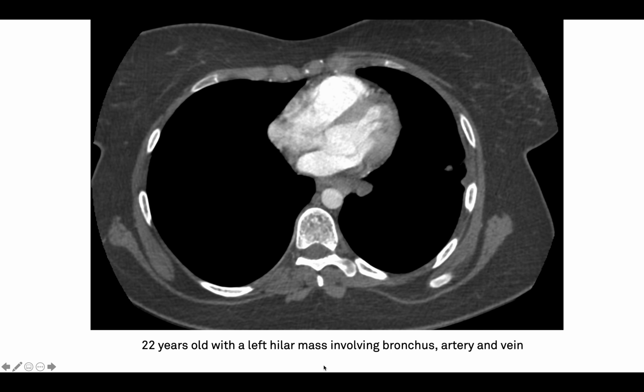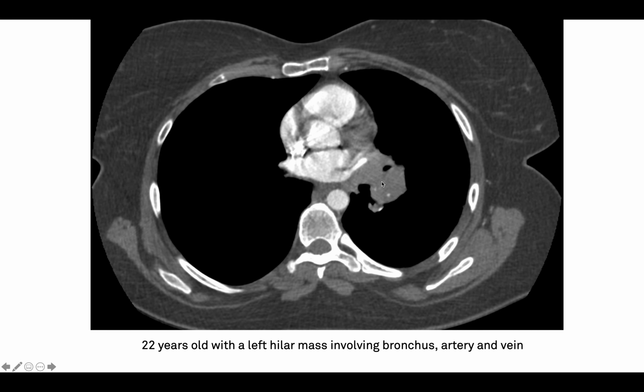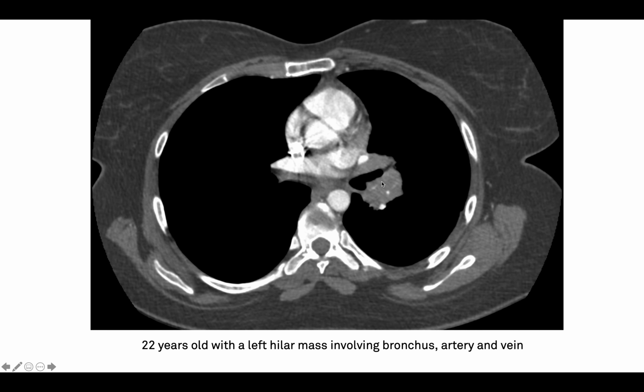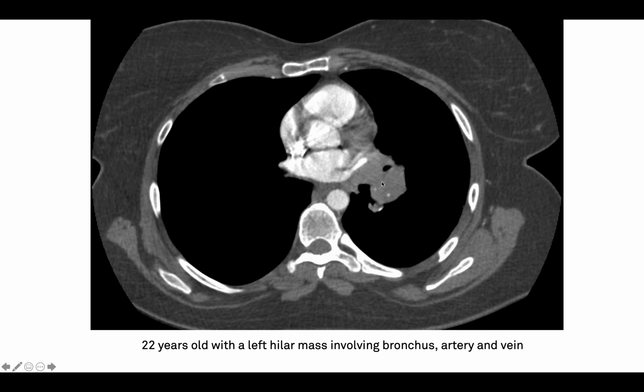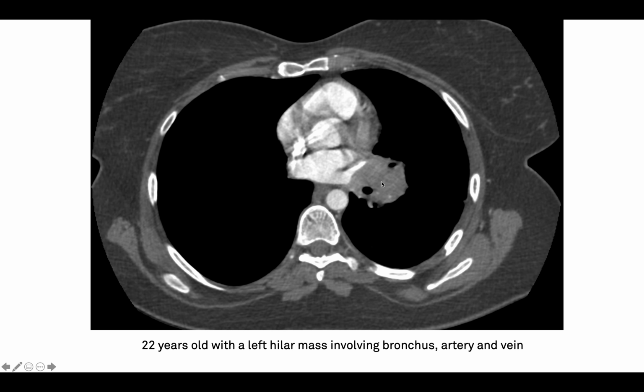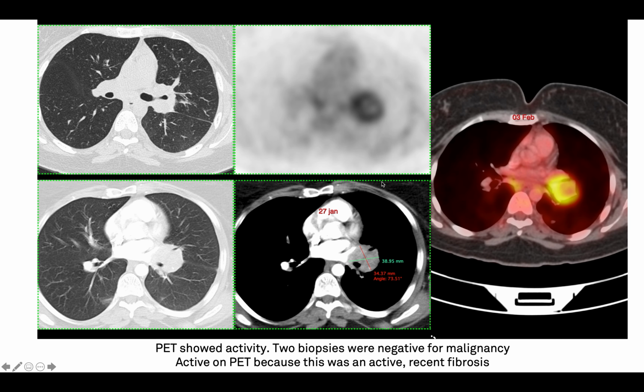Now, I had shown this case about I think 7 or 8 weeks ago, when we were looking at a 22-year-old with a left hilar mass involving the bronchus, artery and vein. I remember that video was titled "Do Not Neglect the Plain Scan." And so here we see the soft tissue mass, there's bronchial involvement, the pulmonary artery is involved, and the inferior pulmonary vein is involved as well. The left superior pulmonary vein was spared. And it looks aggressive.